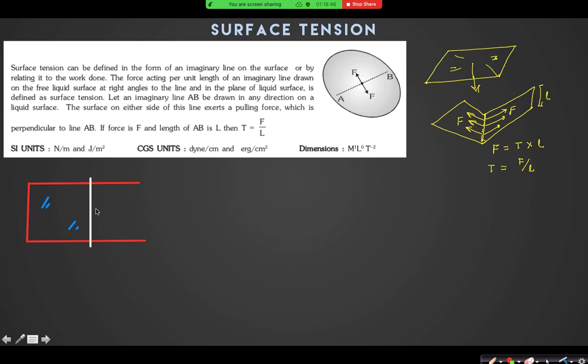But what you do is apply a very small force F, and by application of that force F, suppose you have shifted this movable rod by a very small displacement delta x. Right? Suppose this is the new position of the rod, and you have shifted it by delta x.